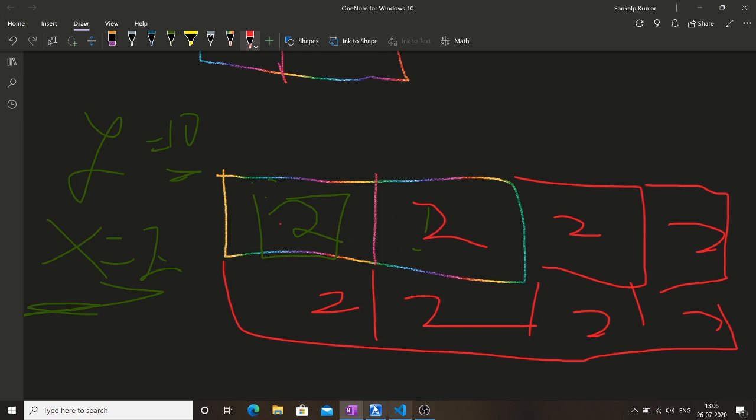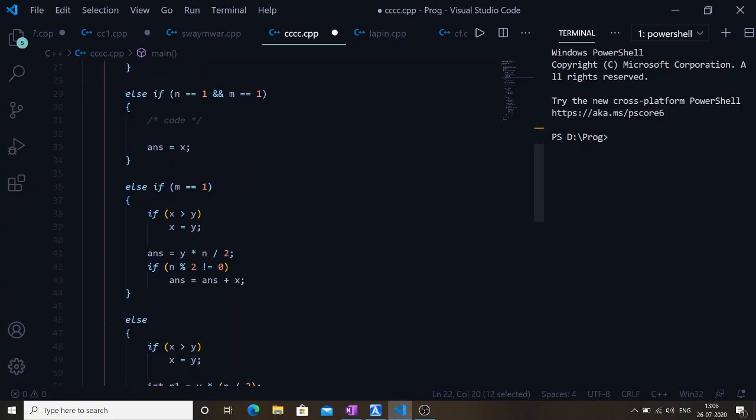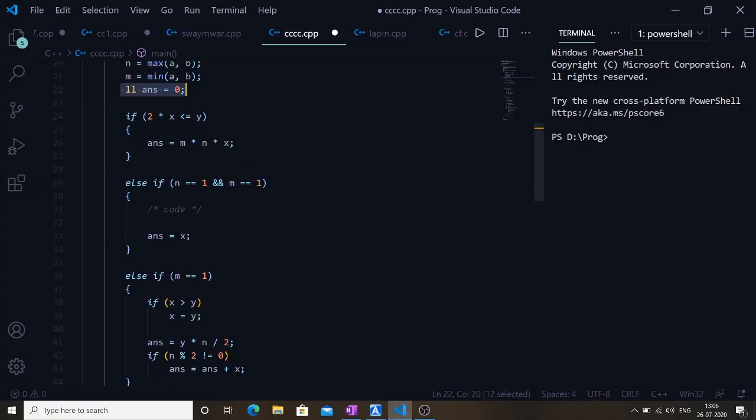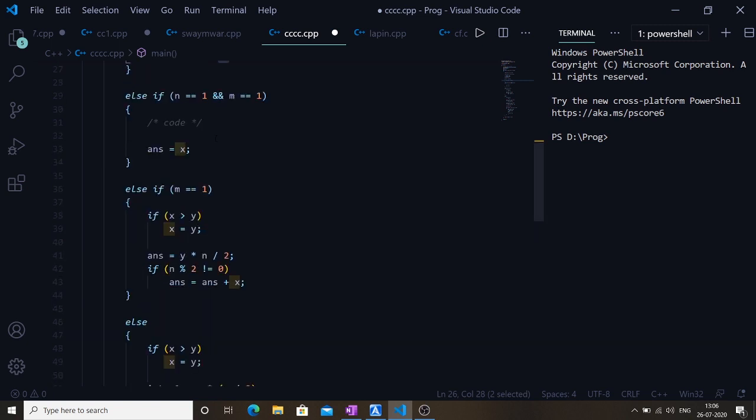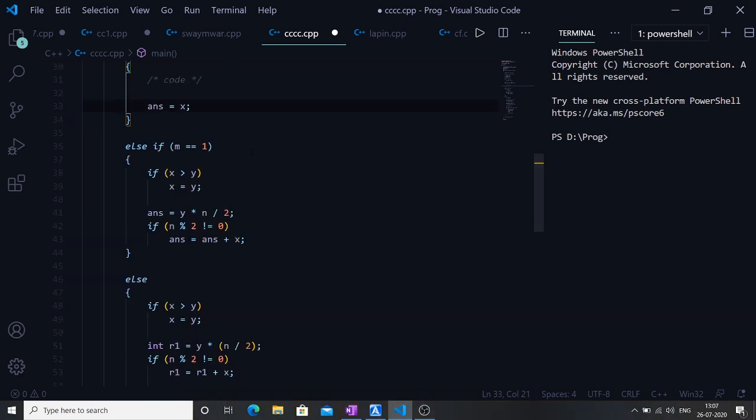Here also you can see. So for this condition, I've just put the answer as m into n into x. So m is the number of rows, into the number of columns, into x. So m into n is the total number of blocks, and x is the candies in one block. Getting it? Now see what happens if n is equal to 1 and m is equal to 1, when only one block is there. The answer will be x, because we are going to fill the max. There is no other block, so the y condition will not be applicable. We cannot apply the y condition.